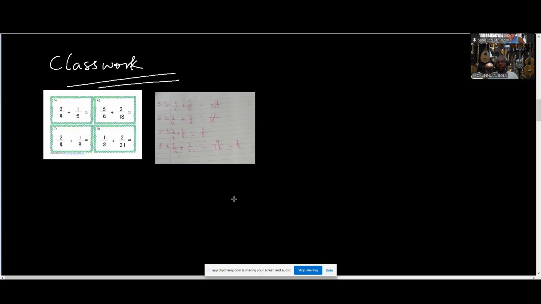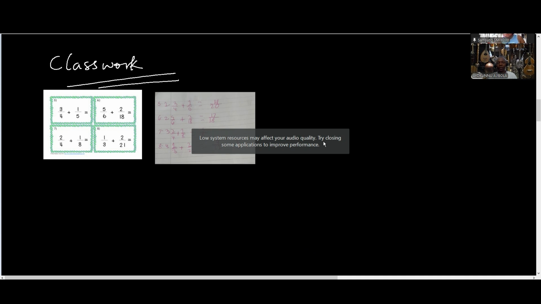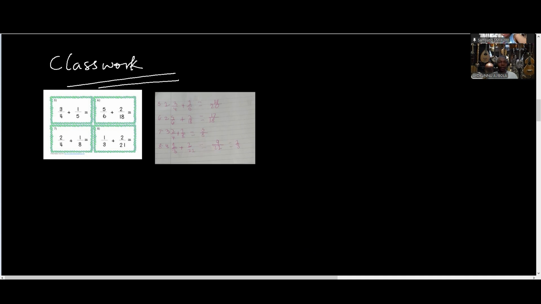Okay. So this first question from the classwork says 3 over 4 plus 1 over 5. You know, if it is subtraction, it's still the same method, okay? All you just need to do is to change the sign, but you just use the same method.